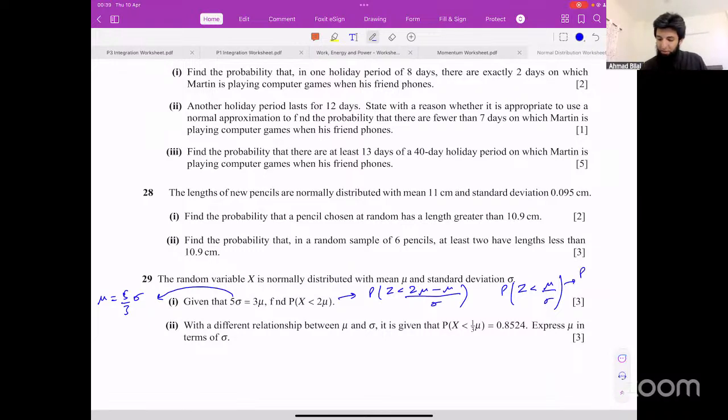Now you can input that value here. You can say this becomes z less than 5 over 3 sigma divided by sigma. So that just leaves you with probability of z less than 1.667. Yes, sir. So that becomes a number then, right? All right. Okay, then. Got it. That's it? Yes, that's it.